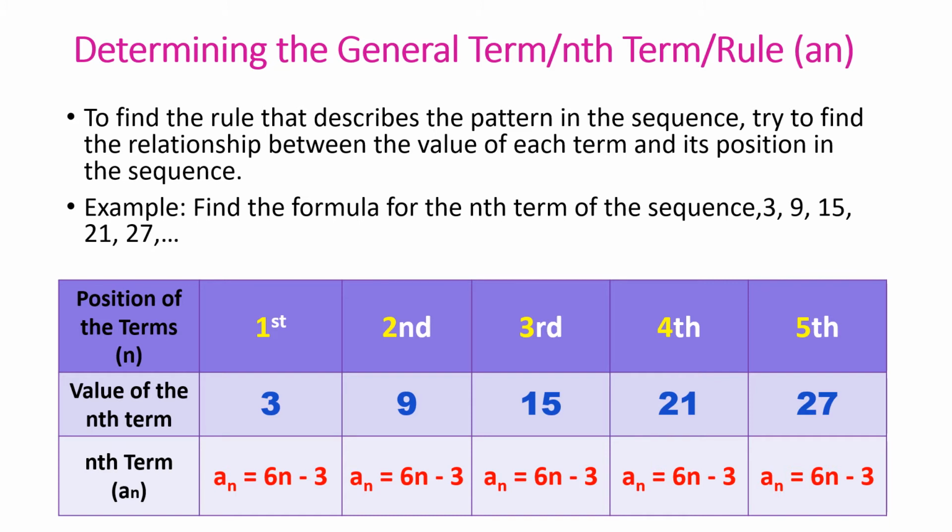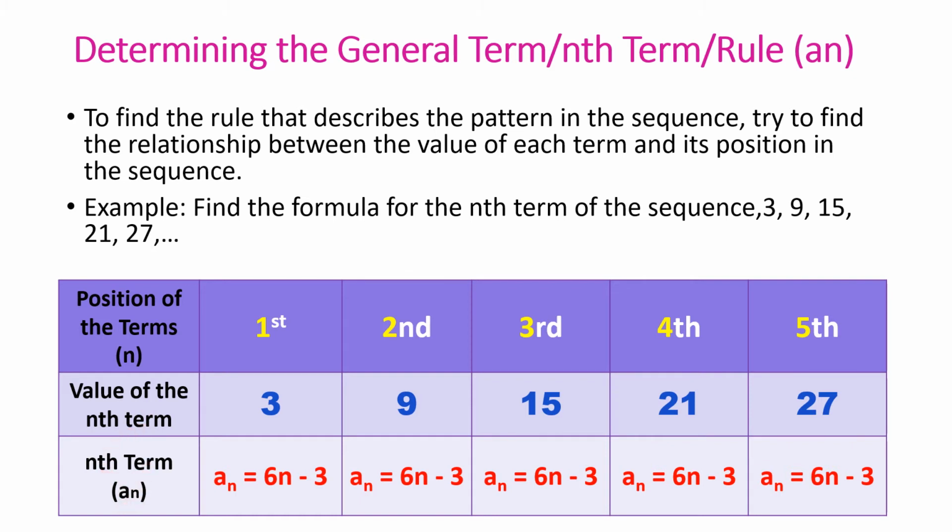For example, find the formula for the nth term of the sequence 3, 9, 15, 21, 27, so on and so forth. So for the solution, let us use this table. We have position of the terms denoted by n, the value of the nth term, and then the nth term formula or a sub n.